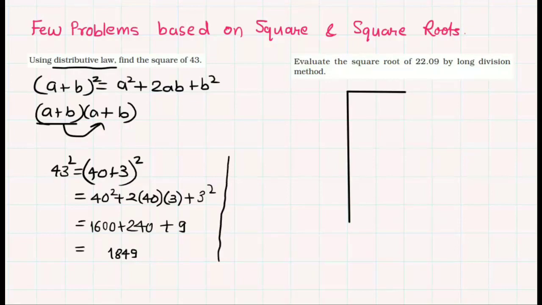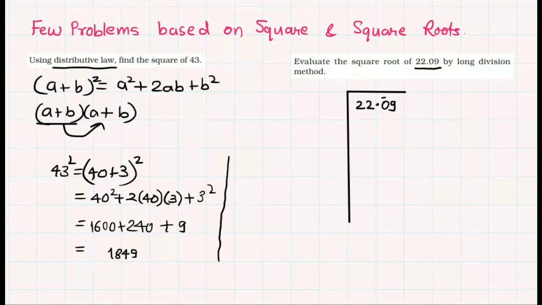Now let's solve the next problem. Evaluate the square root of 22.09 by long division method. Do not get anxious about decimal numbers. You will have to do the same procedure. The only thing is you will have to put this decimal point up here when you use this group.